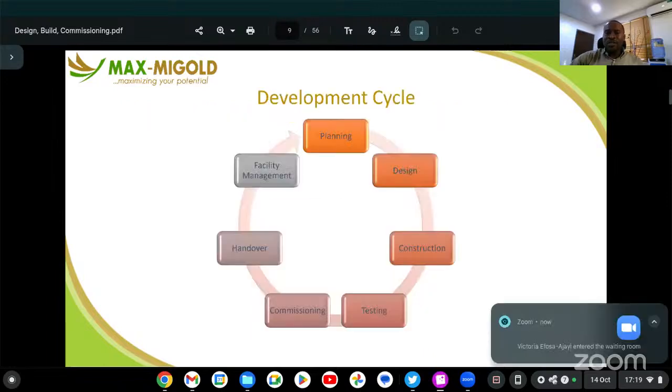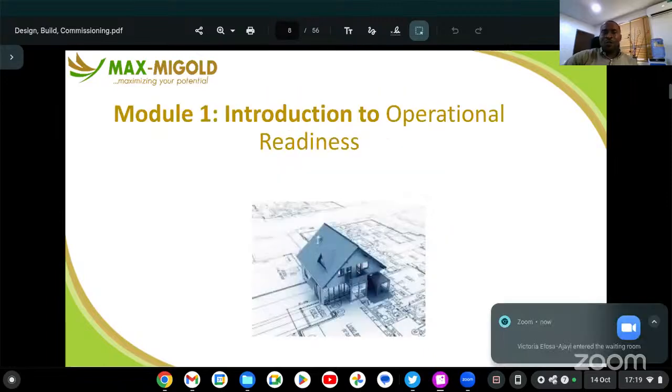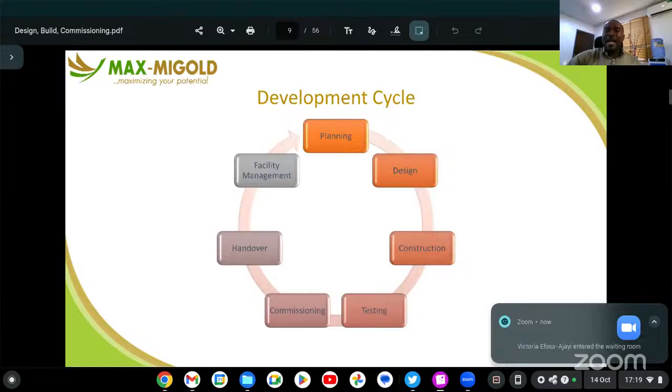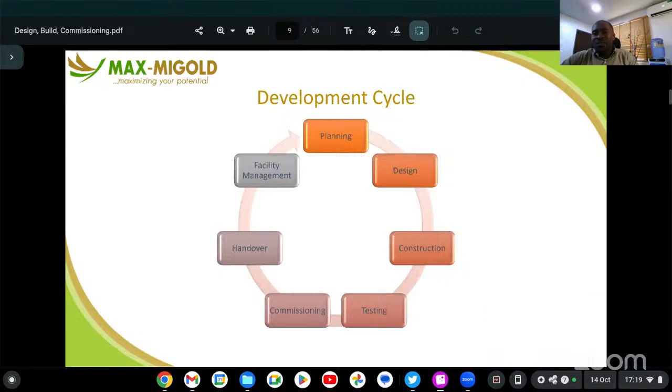So we'll be going straight to the operational readiness program, and that would lead us into this cycle. It's called the development cycle. I know some of us have a little bit of knowledge in project management. We have those 5 stages of project management, where it starts from the initial stage down to when the completion is being done. But now we are taking it to another level for us to better integrate facility management into those processes, and that's when we have the development cycle.